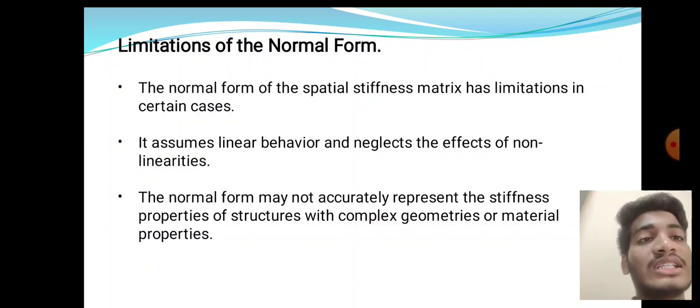This normal form of the spatial stiffness matrix has limitations in certain cases. It assumes a linear behavior and neglects the effects of non-linearities. The normal form may not accurately represent the stiffness properties of a structure with complex material properties.